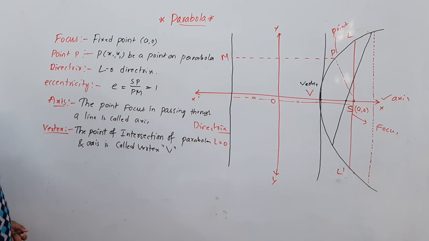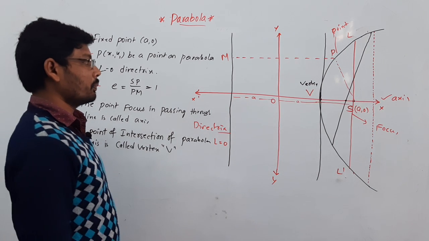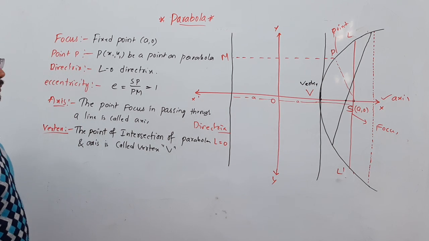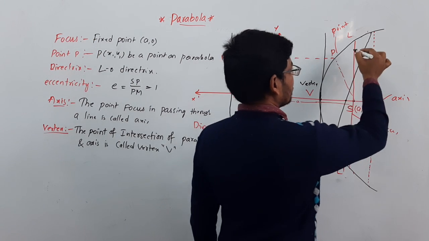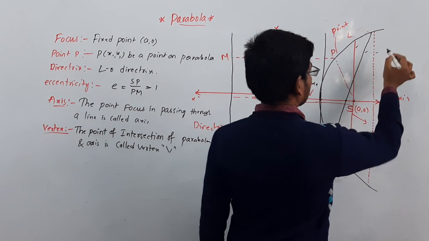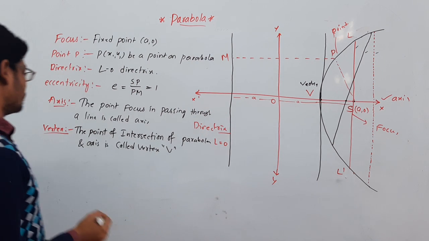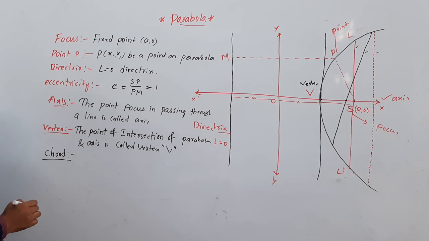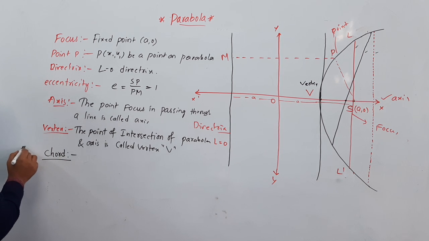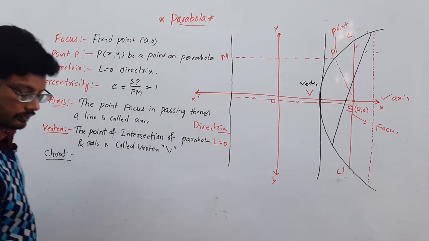And here, next, these are the most important points. This is one line, this is one line, this is one line. Next point is chord here: focal chord or chord, normal chord. First of all, we discuss about chord here.